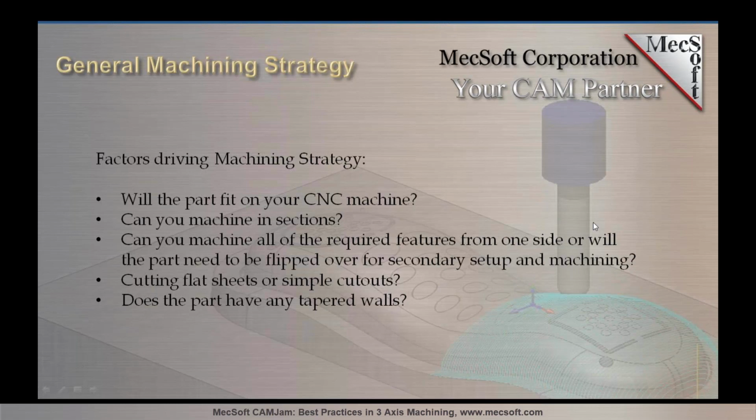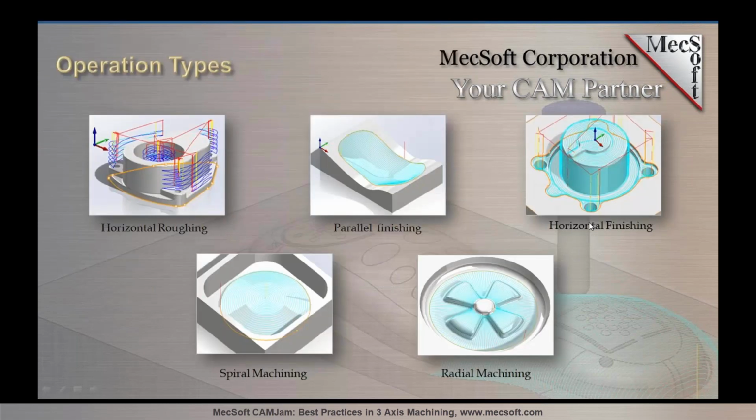And then there are relatively straightforward questions: if you're going to be cutting flat sheets or simple cutouts, you can probably just use 2.5 axis. You don't need to use 3 axis. On the other hand, if the part has tapered walls, then you would be using a 3-axis operation. Some of these considerations, along with the geometry, file formats, tolerances, and surface finish, are what you would take into account before you decide what kind of operation to use. In the next slide, we will talk about the different operations available in our standard configuration for 3-axis machining.